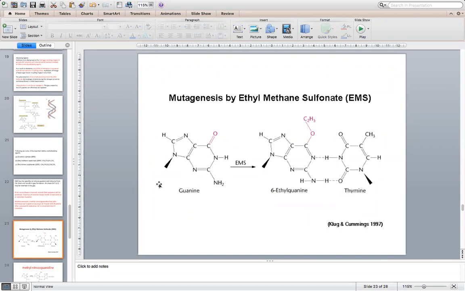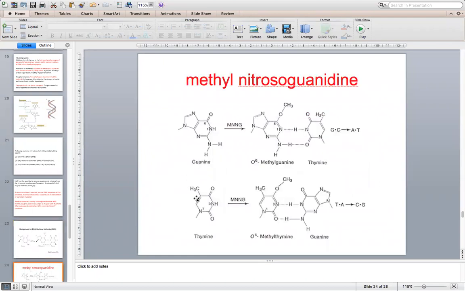You can see the base pairing, the drawing has two rows, with the cytosine. However, due to the differences in the base pairing property, with EMS the guanine is completely changed to ethyl guanine, and that will pair with thymine instead of the cytosine. We also have methyl nitrogen. You can see here also the entire base pairing is different. Guanine has to pair with the cytosine.